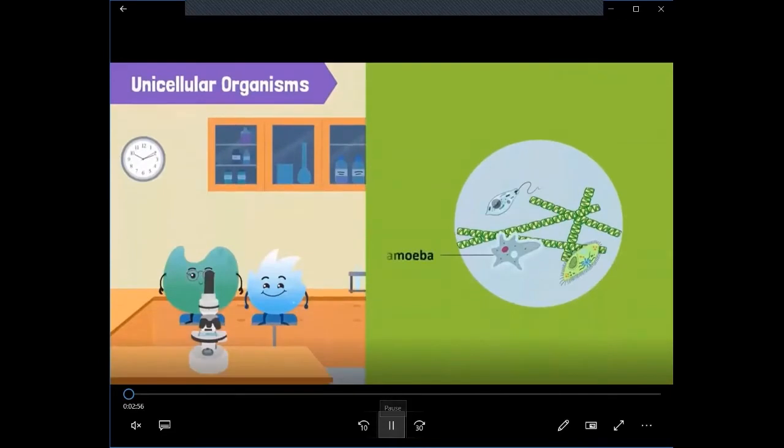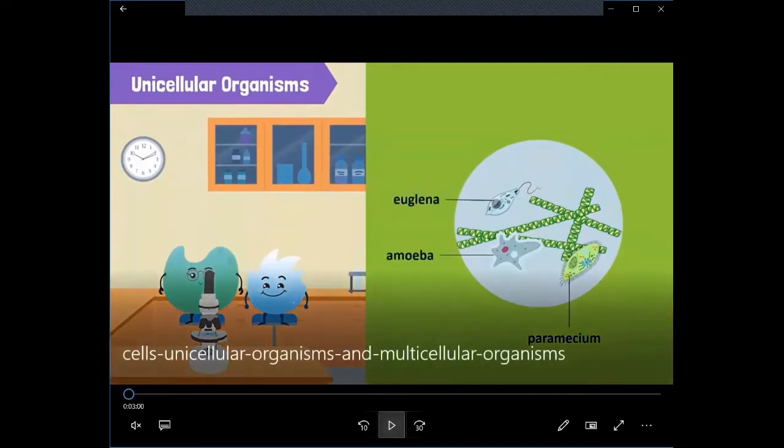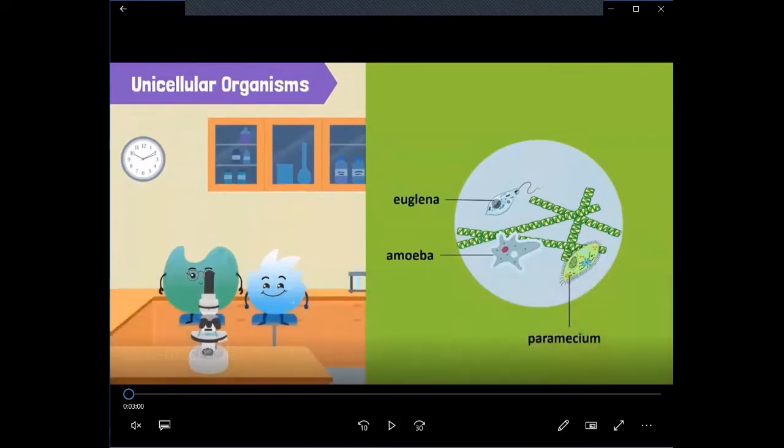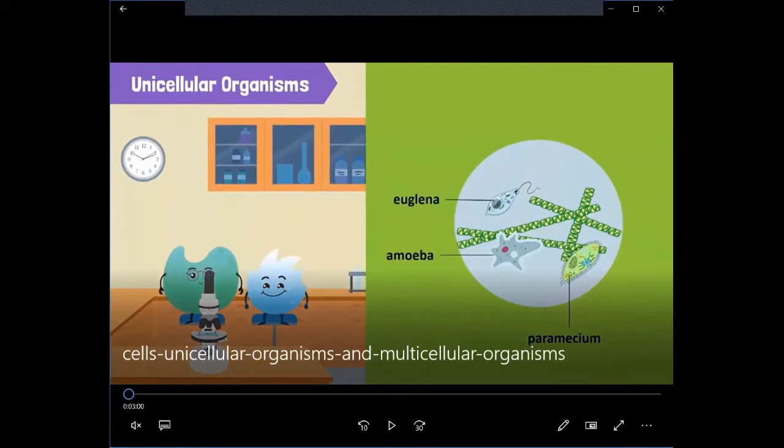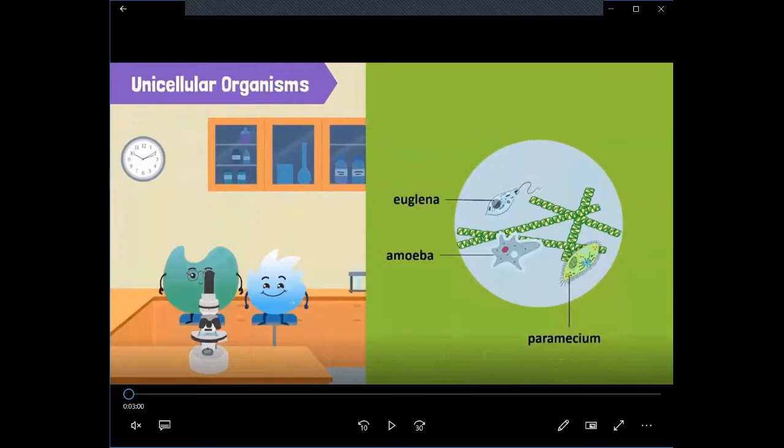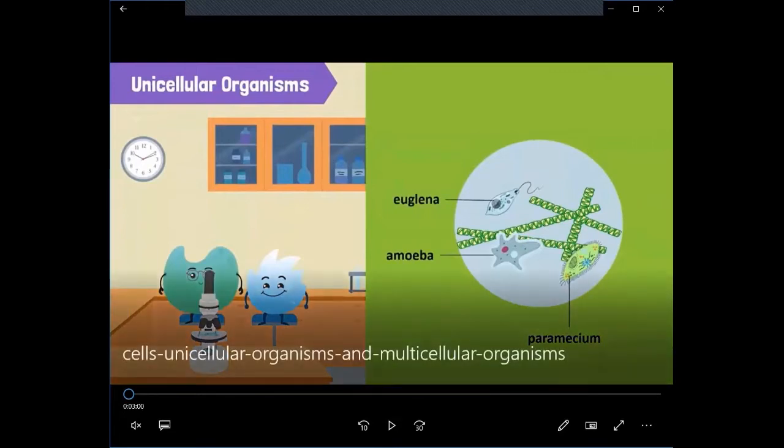Let's name some of the unicellular organisms. Okay, say with me, amoeba. One more time, amoeba. Next one, paramecium. Paramecium. The last one, euglena. Euglena.